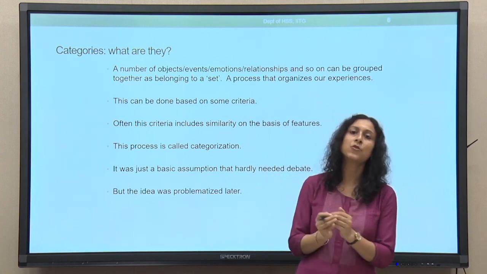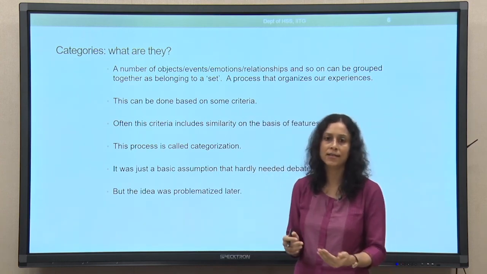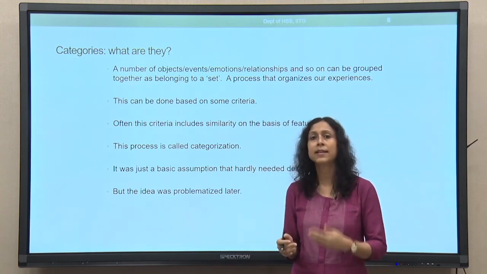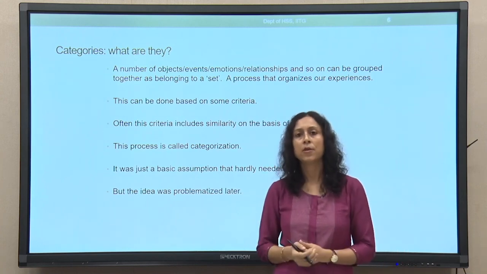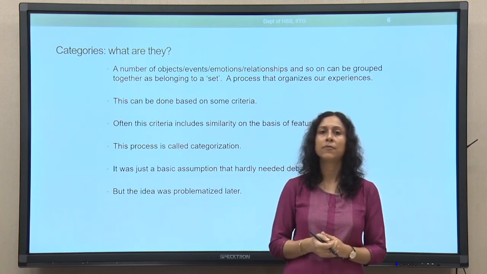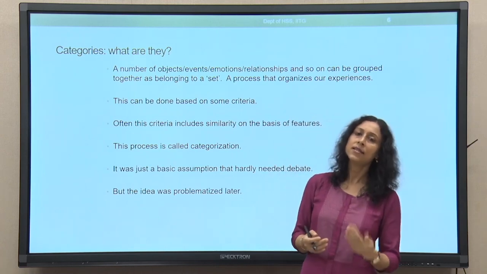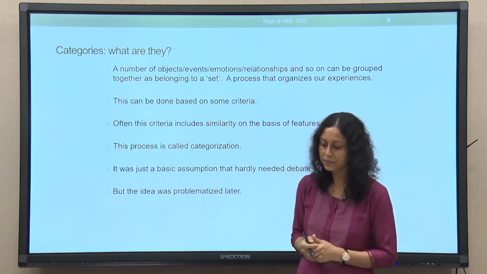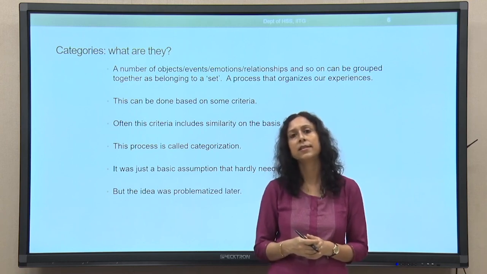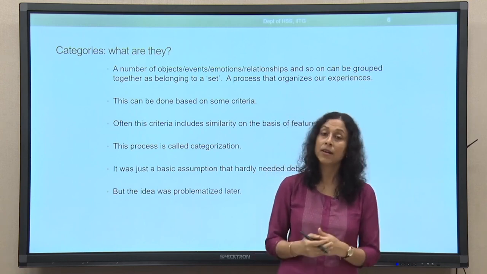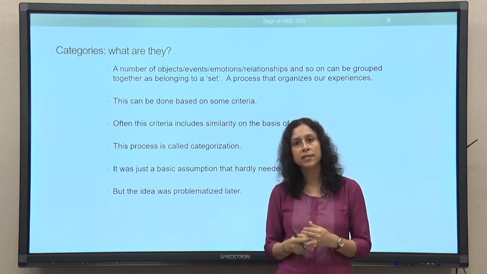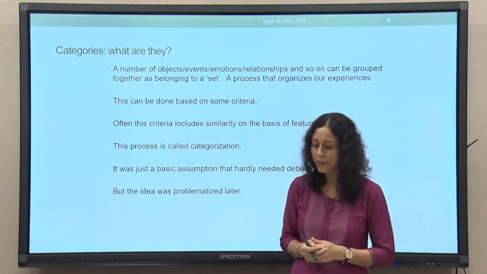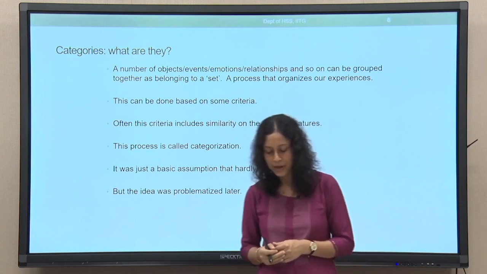This grouping together of various entities, be it objects, events, experiences, people, and so on, is a very simple process if you look at it from the surface level. This is what is called categorization. Basically, it is a process that organizes. This organization is extremely important, not only as a matter of intelligence in humans, but also in terms of machines, which we will see later on.